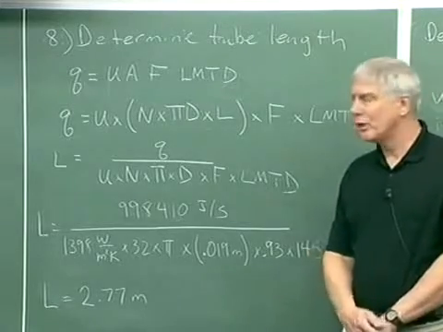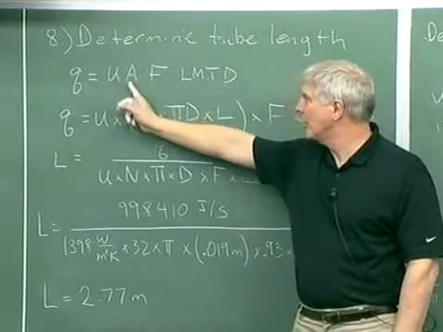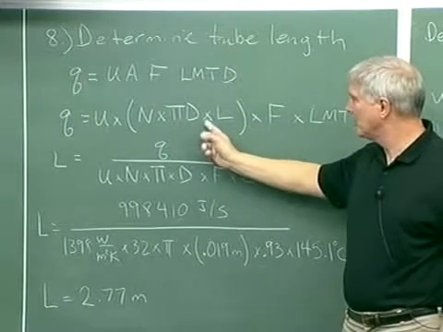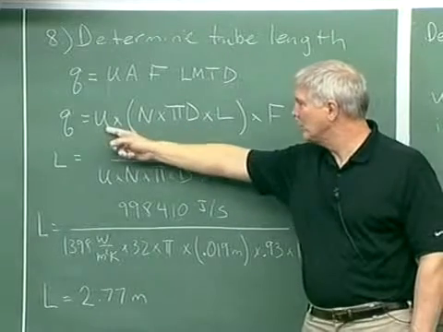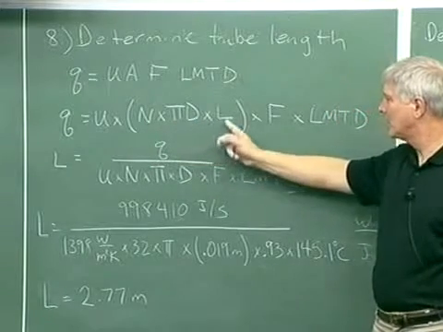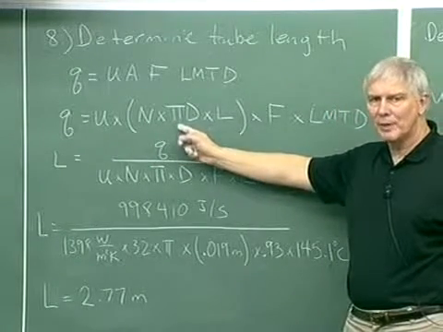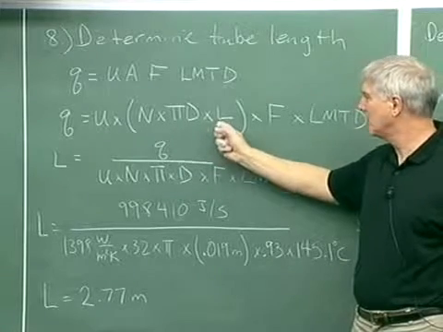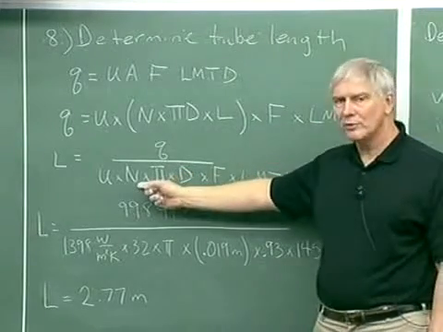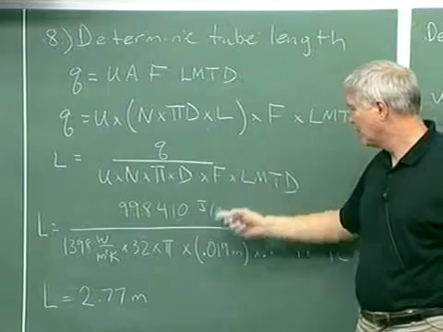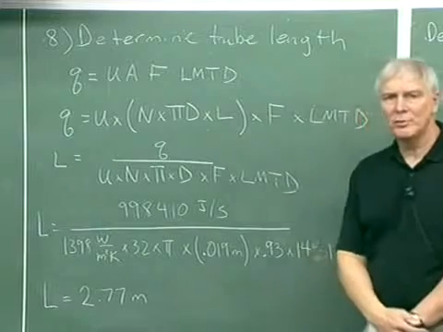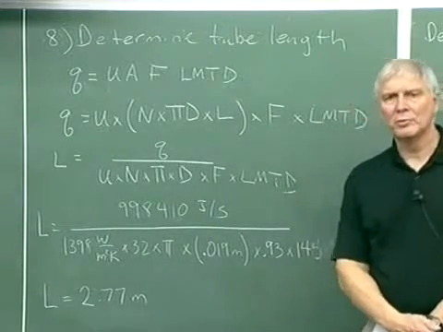How long does the tube have to be to accomplish this heat transfer? So we go back to the very beginning. Remember, we wrote that Q is equal to U A F times the log mean temperature difference. Well, we have all these terms now, except for the area. The area is equal to the number of tubes times the heat transfer area of the tube. So that'd be pi times the diameter, that's the circumference, times the length of the tube. And we've already calculated F, and we have the log mean temperature difference. So we can rearrange that and solve for L. We plug it all in, and we get that the length of the tubes has to be 2.77 meters. So now we have our length of the tubes.